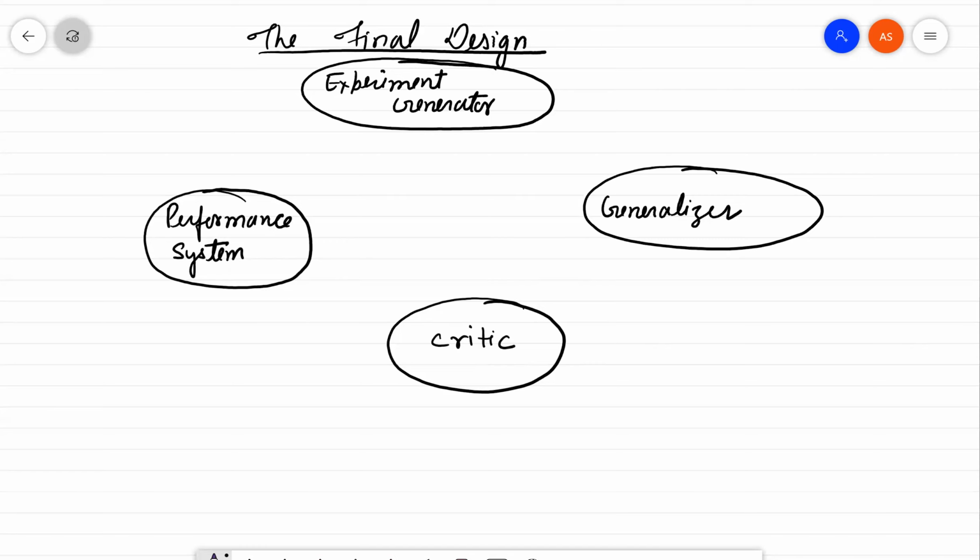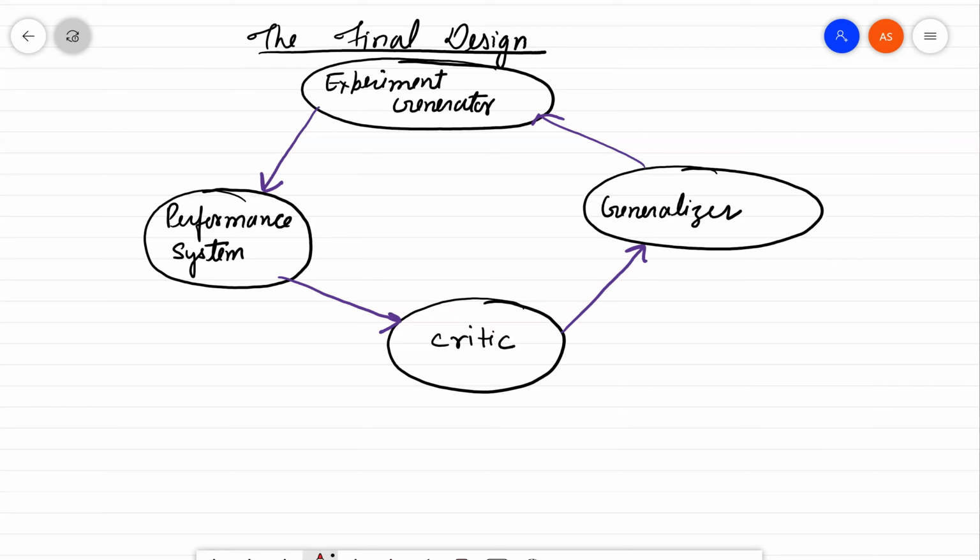How will these four modules be interconnected with each other? The performance system will be connected to the critic, and the critic will be connected to the generalizer. Then it will be connected to the experiment generator, and the experiment generator is connected to the performance system. So the performance system must solve the given performance task. Whatever task is given to the system, it will solve that task.